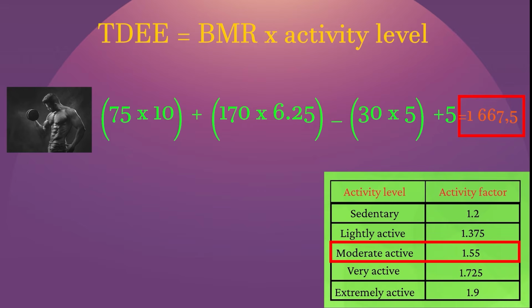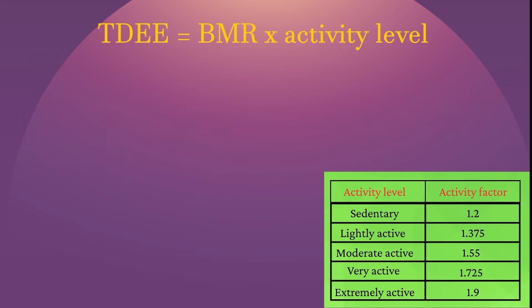Having the same prior example of the man who had his BMR of 1667.5 and who trains 4 times per week. Now 1667.5 times 1.55 equals 2585 calories daily. That is exactly how many calories he needs to eat per day to keep his weight the same, which is called maintenance.